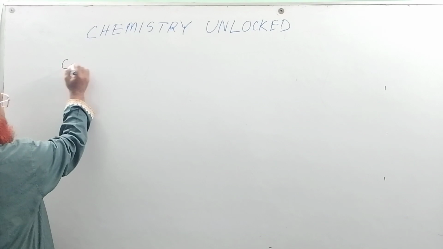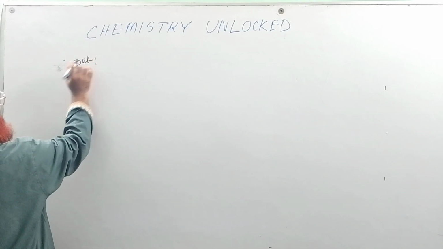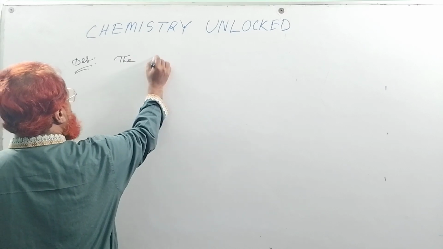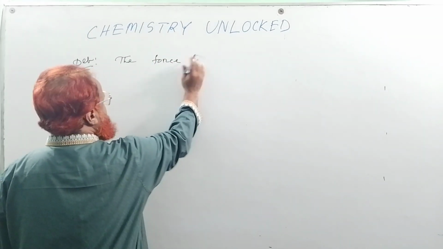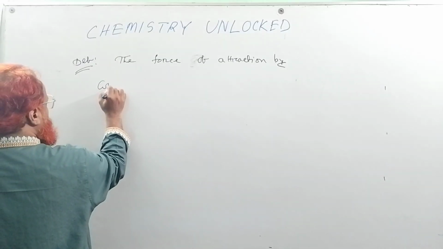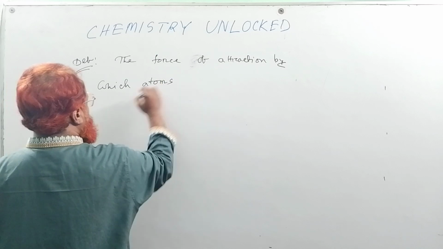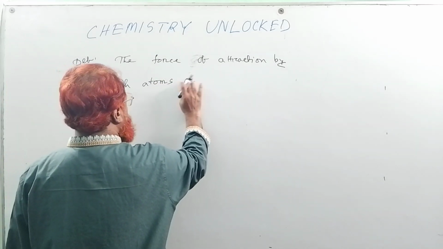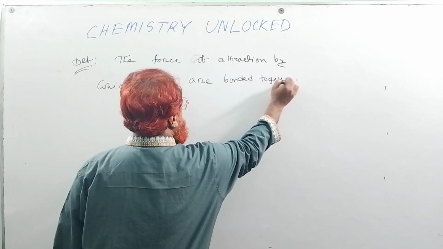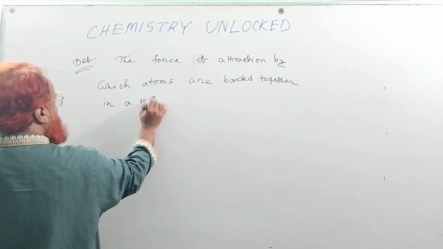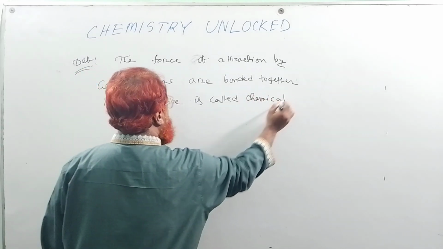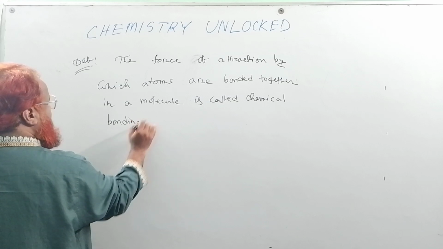Firstly, what is chemical bonding? Definition: the force of attraction by which atoms are bonded together in a molecule is called chemical bonding or chemical bond.